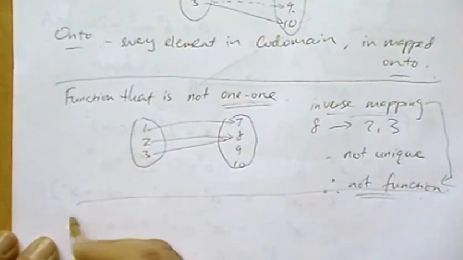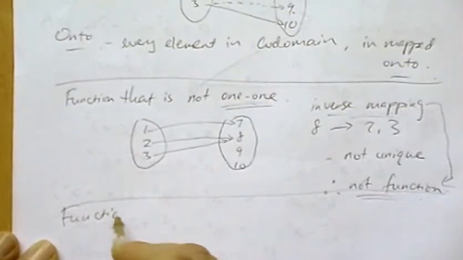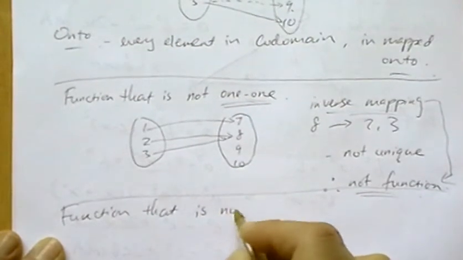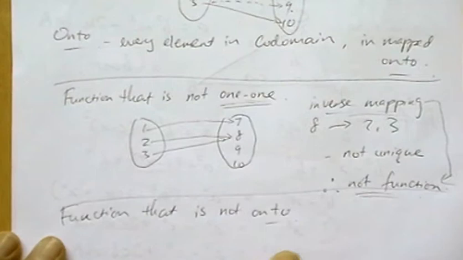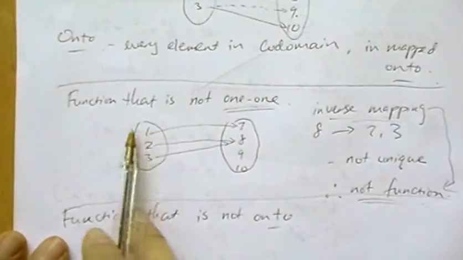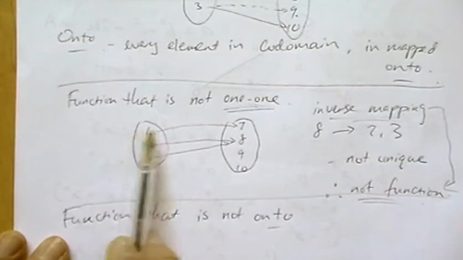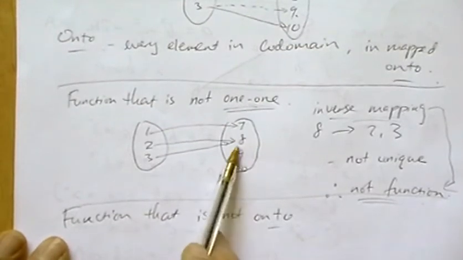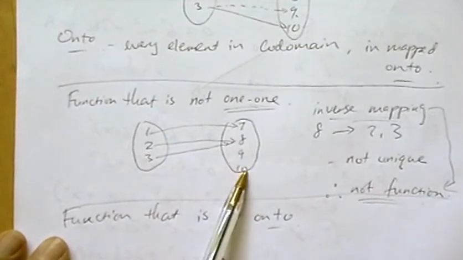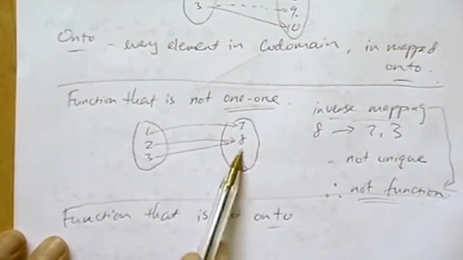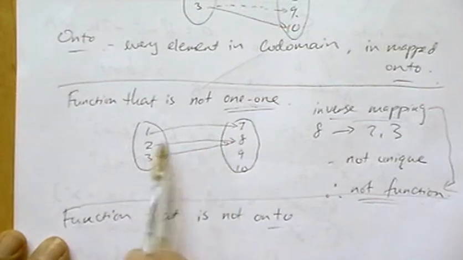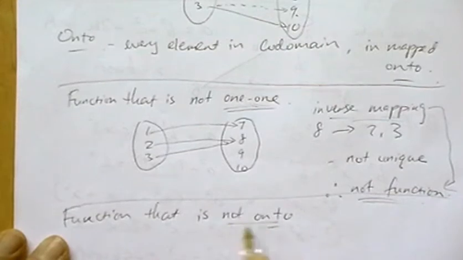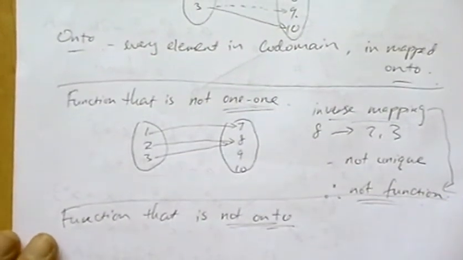Now let's think about a function that is not onto. You can actually make use of this same example. Now, this particular function is actually not onto because some of the elements in the codomain have not been mapped onto. See, like those two are left out in this mapping. So this is not onto. So we can also use this as an example for not onto.